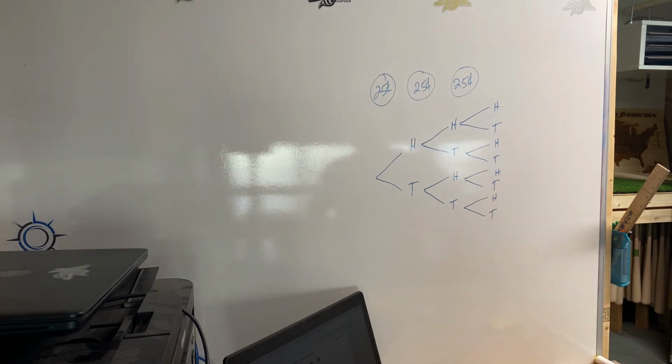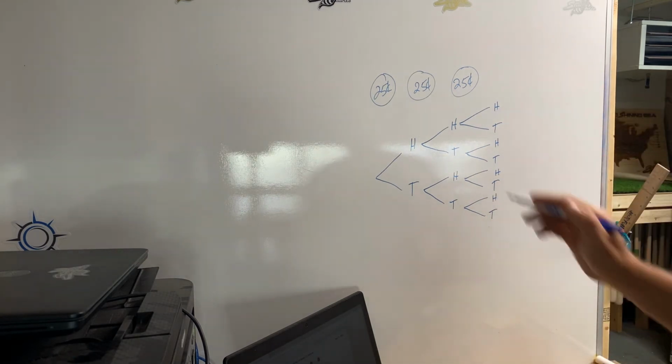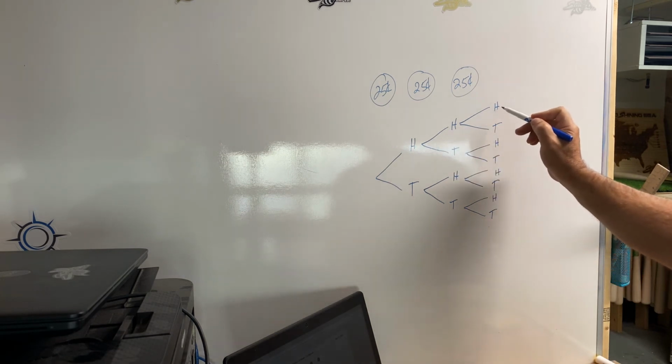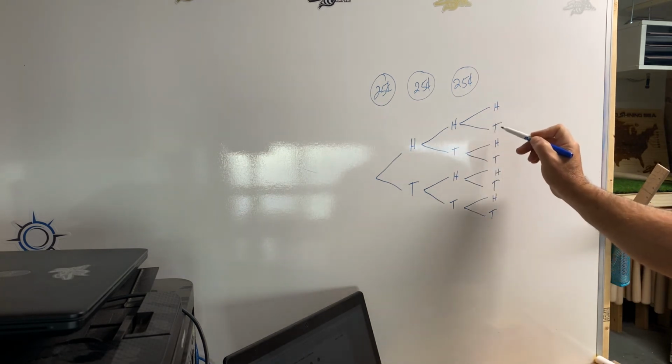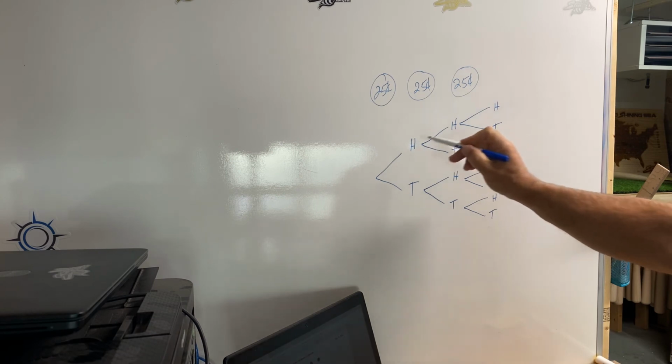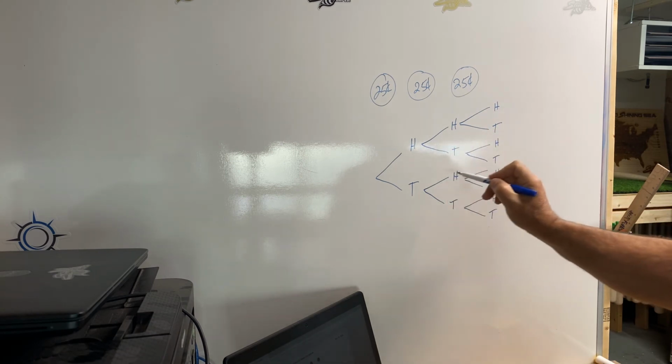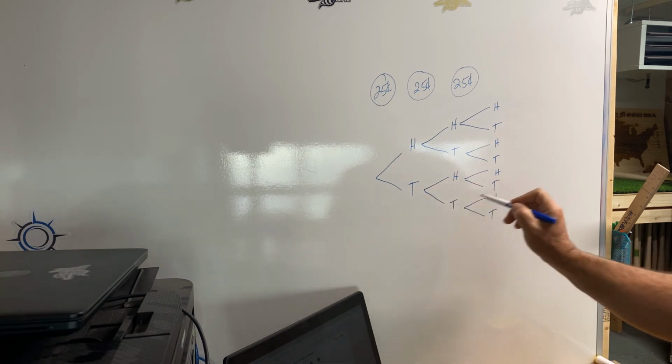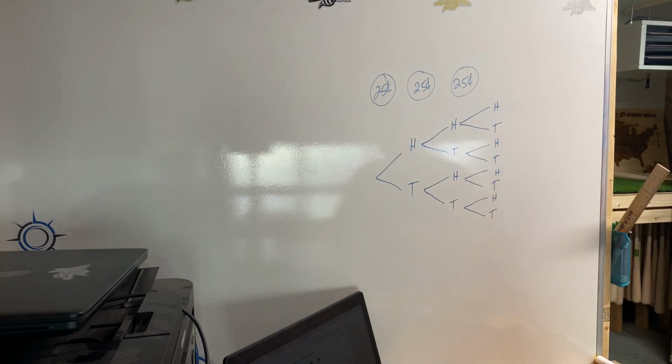So you can see, like when I wrote that on the board earlier, you can get heads, heads, heads. Heads, heads, tails. Heads, tails, heads. Heads, tails, tails. Tails, heads, heads. Tails, heads, tails. Tails, tails, heads. Tails, tails, tails. That's how you would display a tree diagram when you're flipping 3 coins.